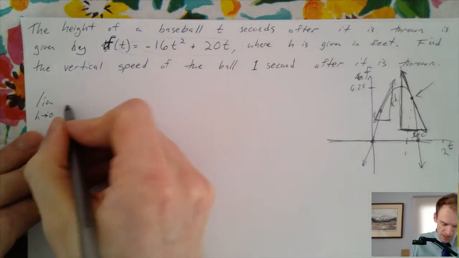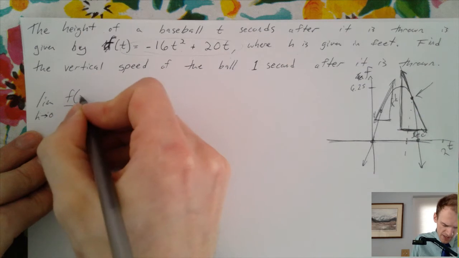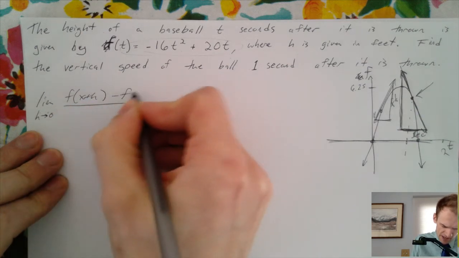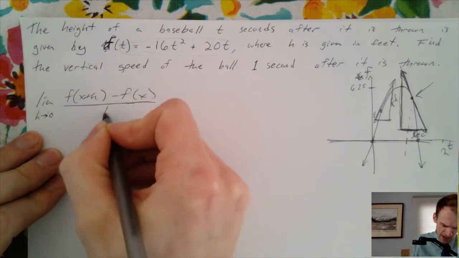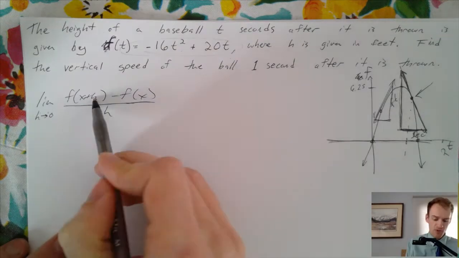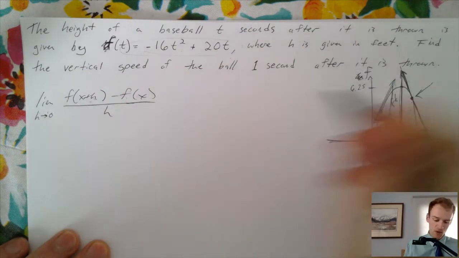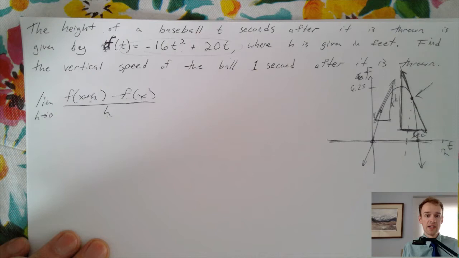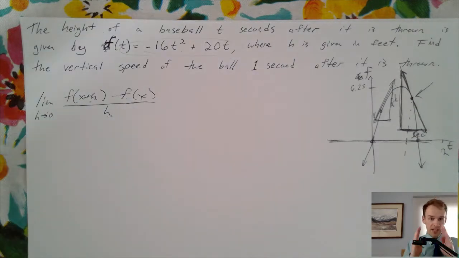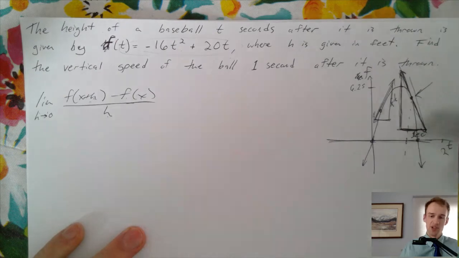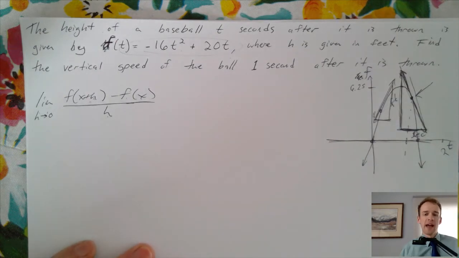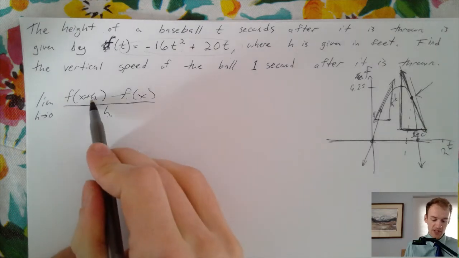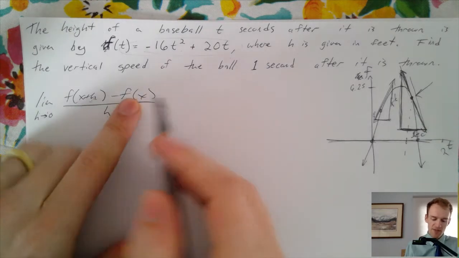So the limit, we have the same function, f of x plus h minus f of x all over h as h approaches 0. This is the rise over the run of our secant line. And our run, we want to shrink that to 0 to get the slope of the tangent line, which is this line right here, which tells us the speed of the ball at 1 second. So first we need to find f of x plus h, and we'll find f of x. We'll start with f of x.